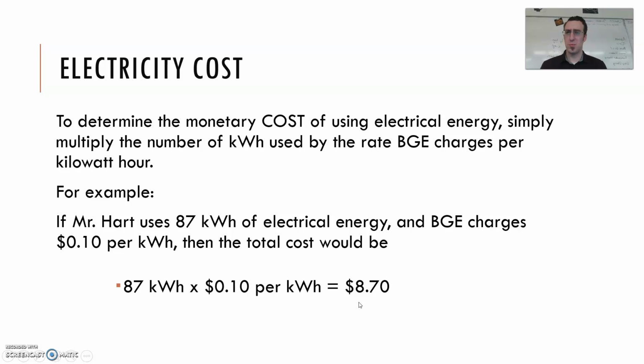So as an example, to determine the monetary cost of using electrical energy, simply multiply the number of kilowatt hours used by the rate that the electric company, that around Baltimore is BG&E, charges per kilowatt hour. For example, if I use 87 kilowatt hours of electrical energy and BG&E charges 10 cents per kilowatt hour, then the total cost would just be 87 kilowatt hours times 10 cents per kilowatt hour, $8.70.